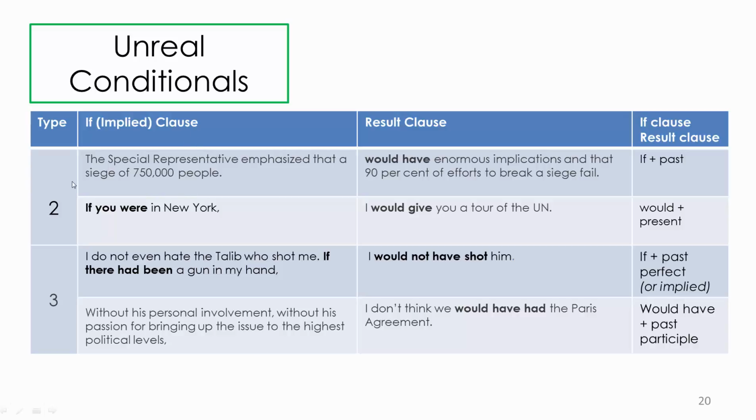So again, the difference between 2 and 3 is that 2 refers to the present time, 3 refers to the past time. That's the difference. The similarity is that they both talk about things that are not true.